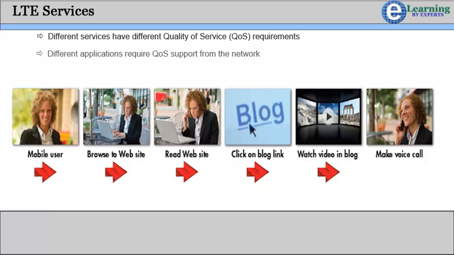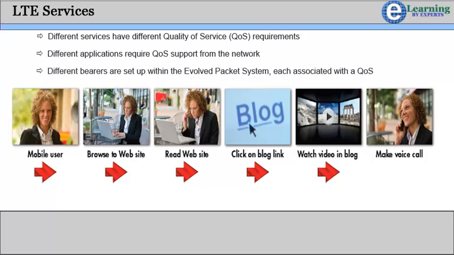These applications require quality of service support from the network. For example, VoIP is a constant data rate, low latency application. Web browsing on the other hand is bursty in nature but can tolerate delays better than VoIP applications. Streaming is somewhere in between. It needs higher data rates and low latency but can tolerate errors to a certain extent. In order to support multiple QoS requirements, different bearers are set up within the evolved packet system, each being associated with a QoS.